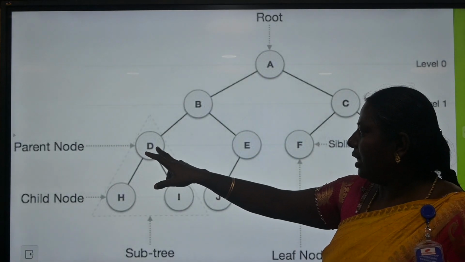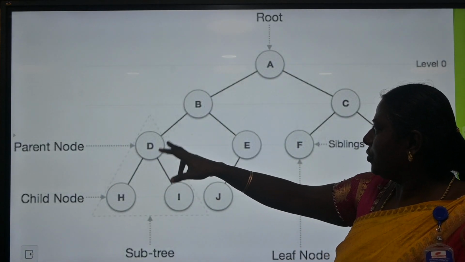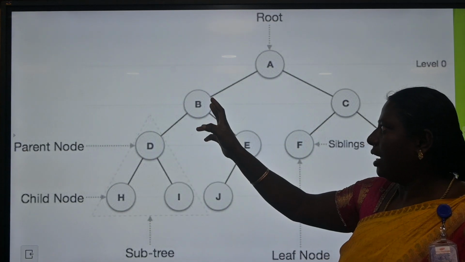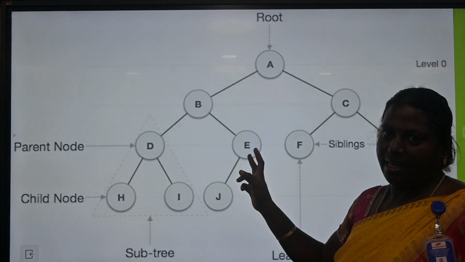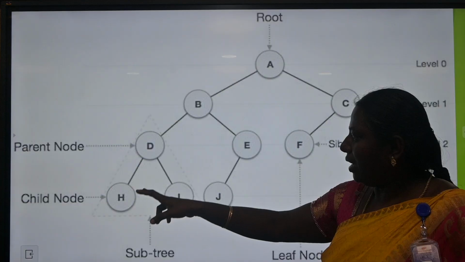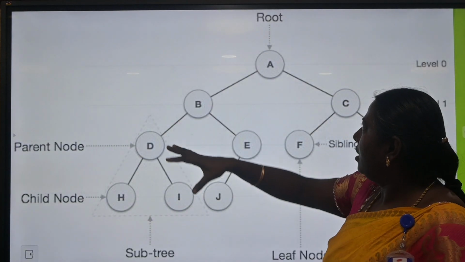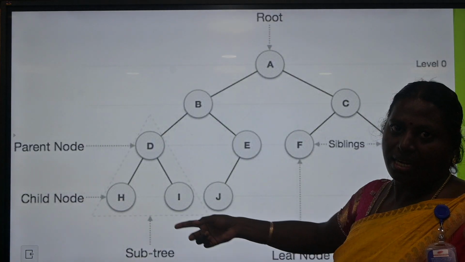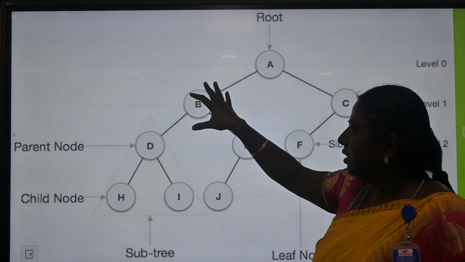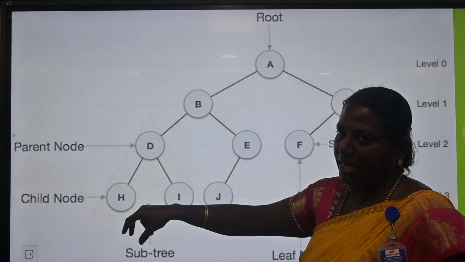Then a parent node. D is a parent node, and B is a parent of T and E. And then D is a parent of H and I. Then this is the subtree. This whole we are considering a tree. This part is also called a subtree.